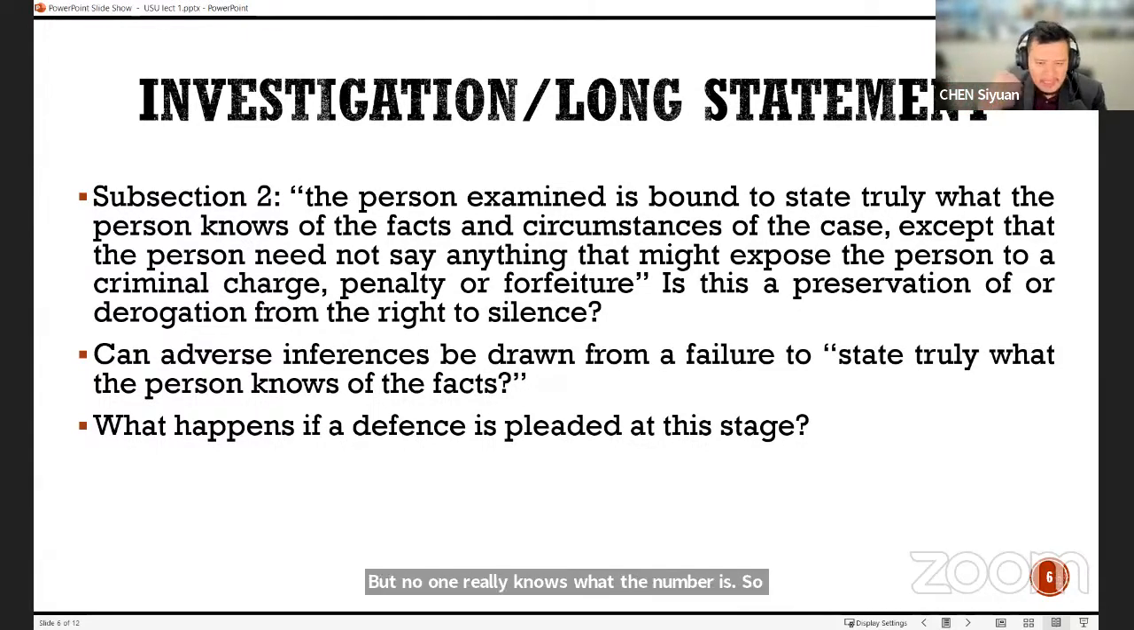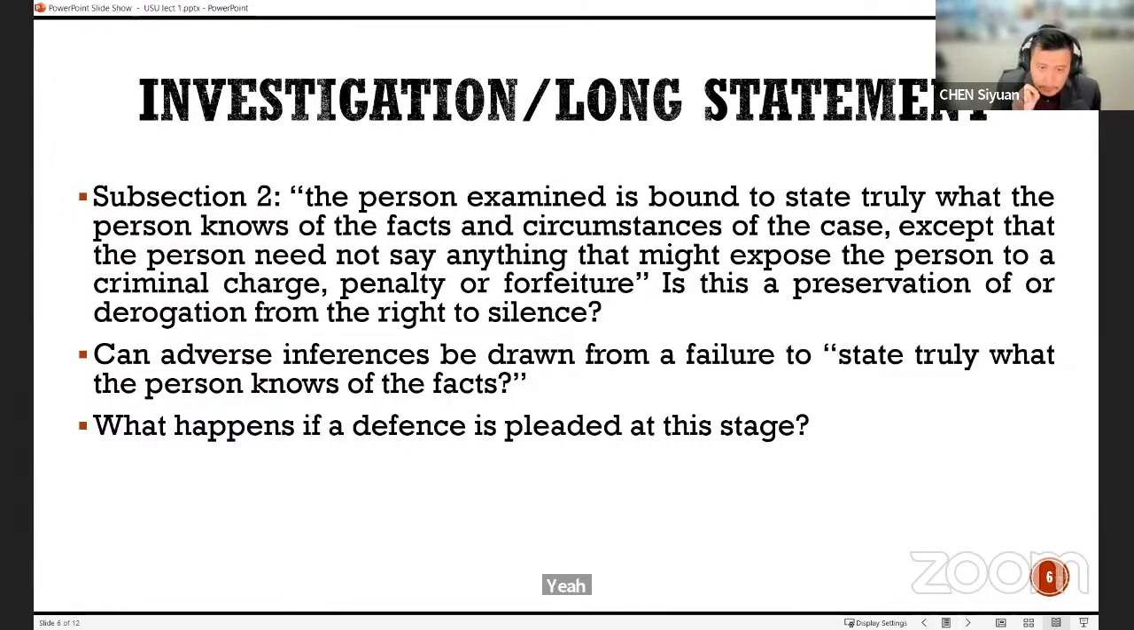All we know is that it's higher than 50%, but no one really knows what the number is. So some say maybe 70%. The court needs to be 70% sure. And what that means for the accused is that as long as the accused can somehow show that it's less than 70% sure, because there's 30% doubt, then the accused may be acquitted.